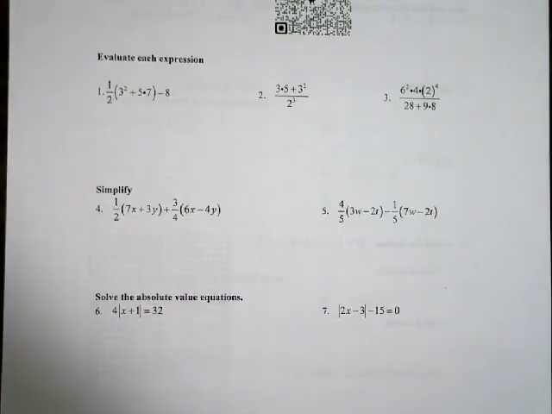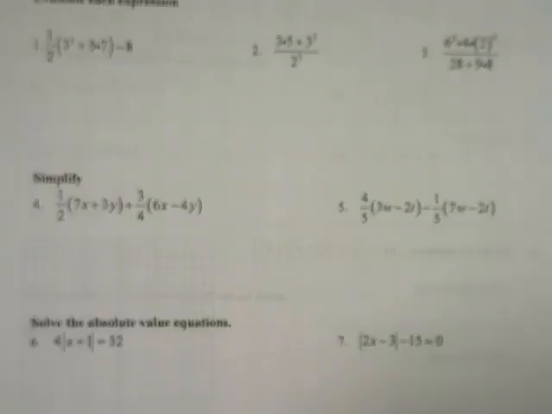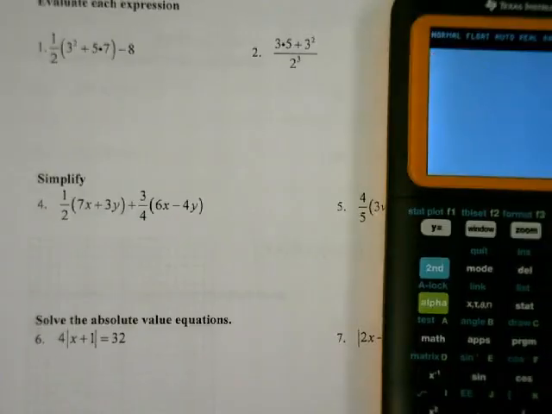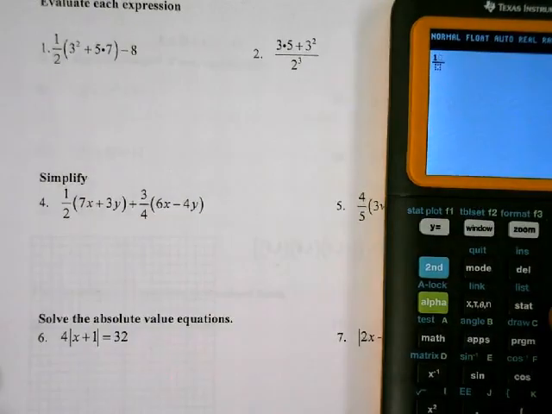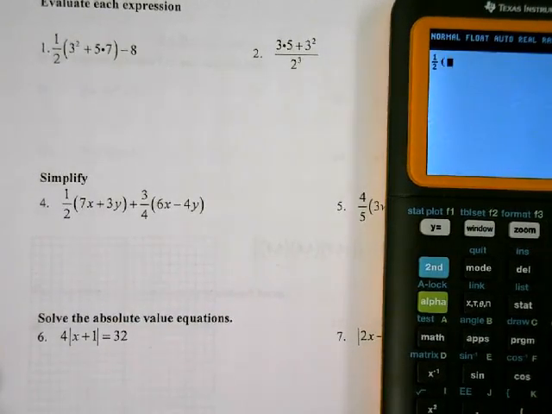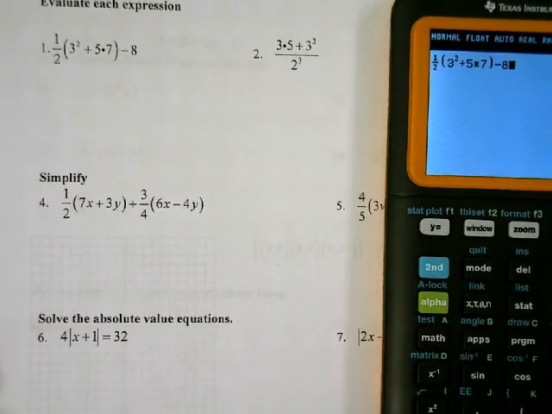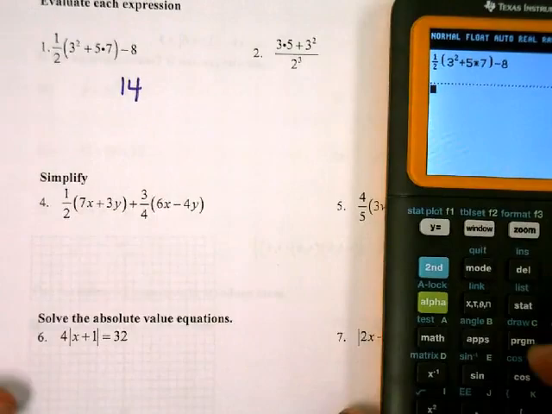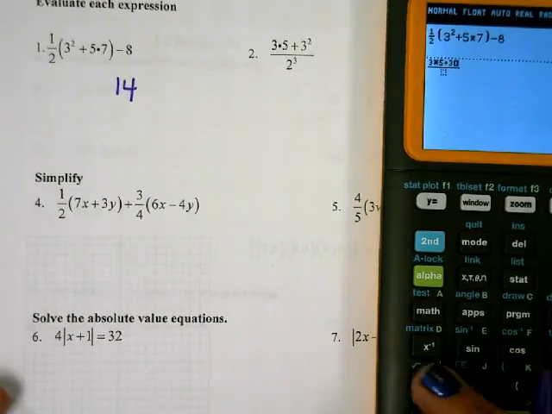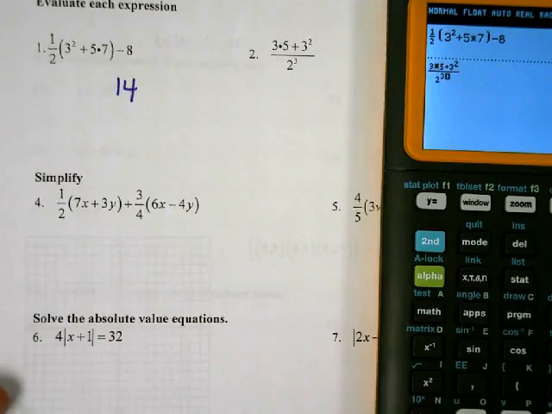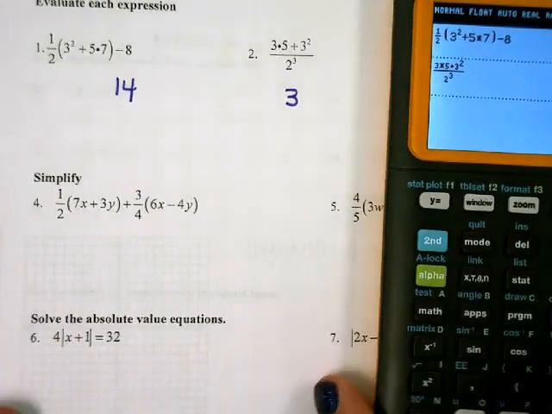Alright, so let's start here with number 1. The great thing about number 1 through 3 is that your calculator knows the order of operations, so I'm just going to make the calculator do it. Parentheses 3 squared plus 5 times 7, close the parentheses, minus 8, that's 14. Number 2, 3 times 5 plus 3 squared, divided by 2 to the third, is 3.